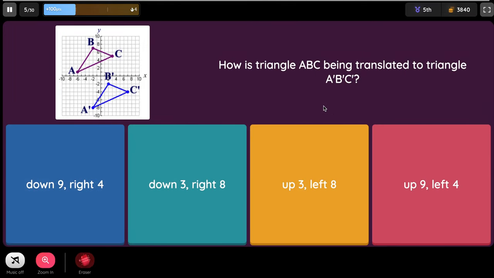How is triangle ABC being translated to triangle A prime, B prime, C prime? So for example, if I choose the point C, I can count from this point to this point by counting on the x coordinate plane first. So 1, 2, 3, 4, right, and then we can go down. 1, 2, 3, 4, 5, 6, 7, 8, 9. So we can say it is right 4 and down 9. So we can search and we will get this one.